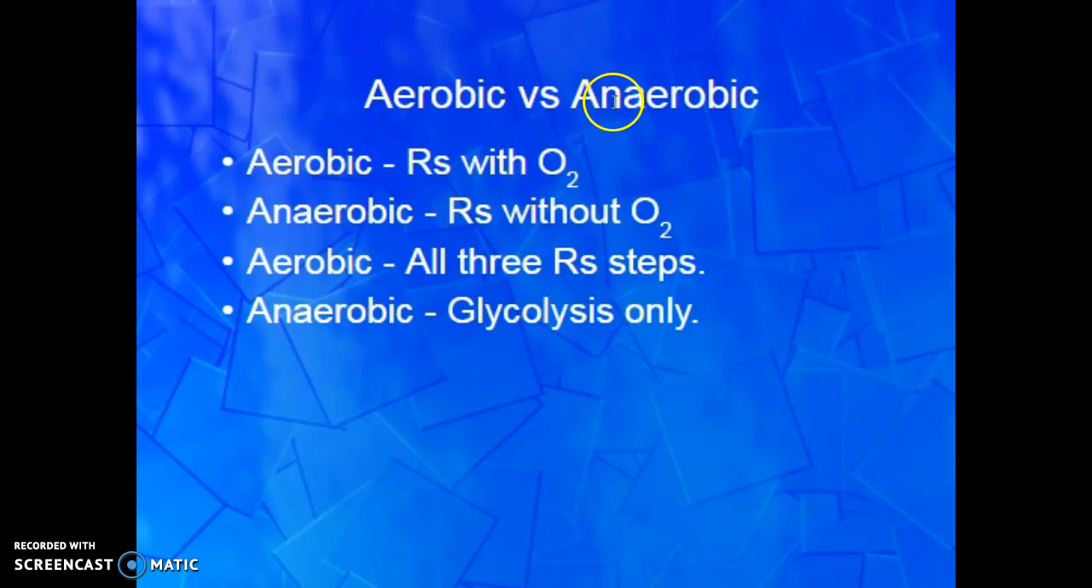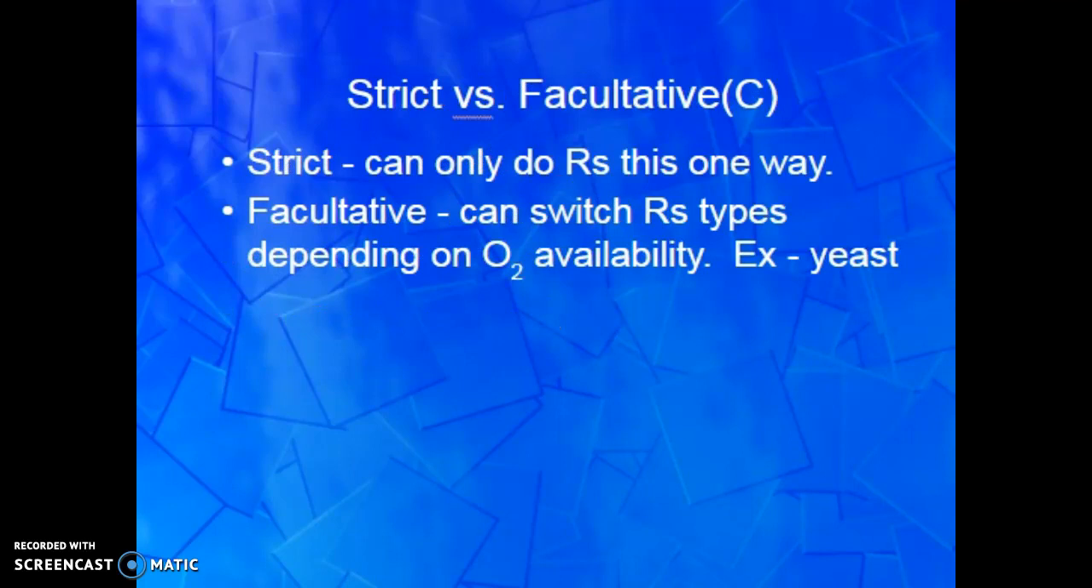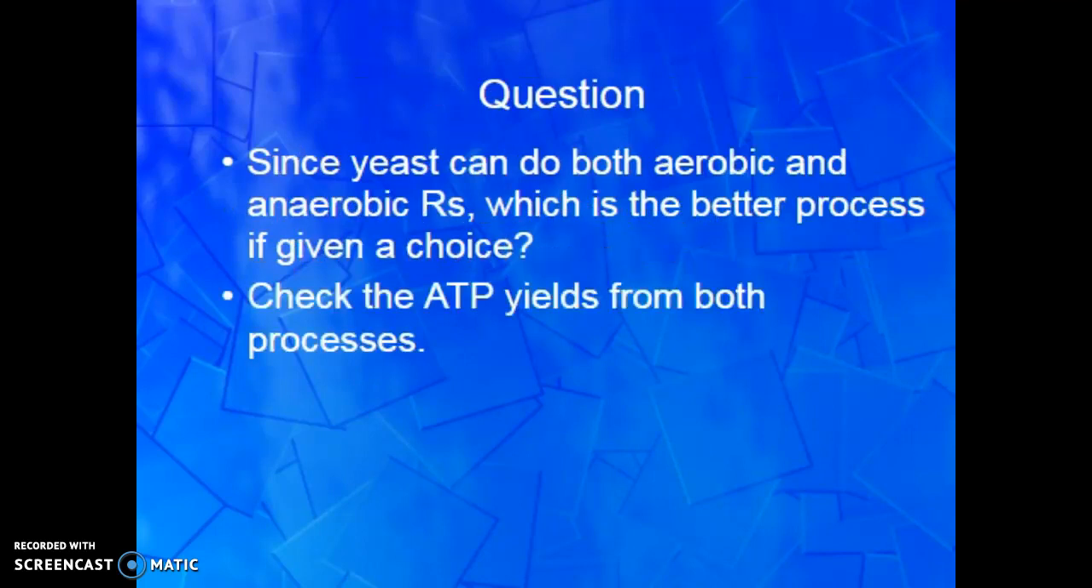With respect to aerobic versus anaerobic, of course aerobic means with air, anaerobic means without air. And when we have aerobic respiration, I keep saying air, I mean oxygen. When we have oxygen, all three steps of respiration can happen. When we don't have oxygen, only glycolysis can happen. Now, of course, just like we have generalists and we have specialists, some organisms can only do respiration one way. Some can switch back and forth depending on whether oxygen is there or not. Those are called facultative anaerobes. Yeast is an example. Since yeast can do both aerobic and anaerobic, they're facultative.